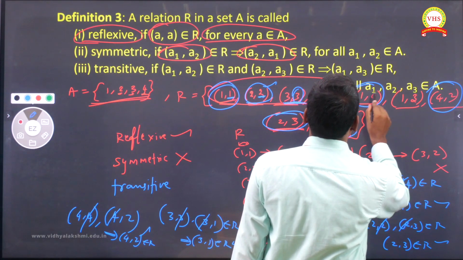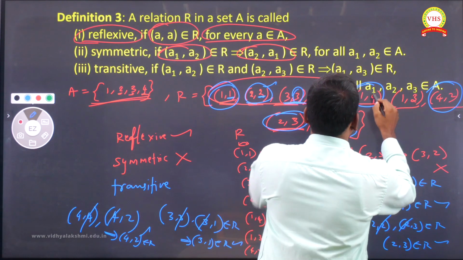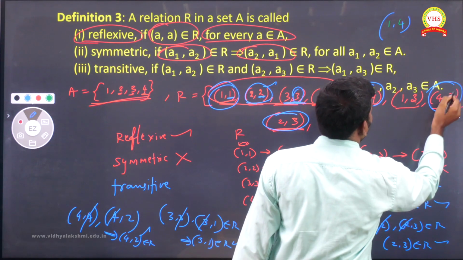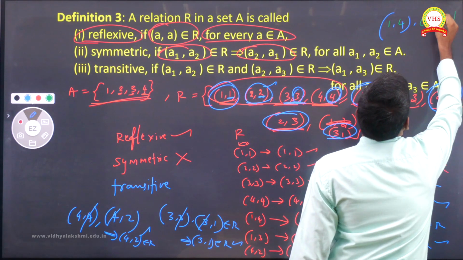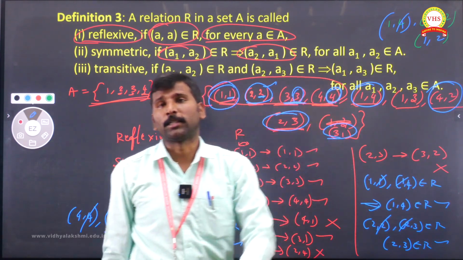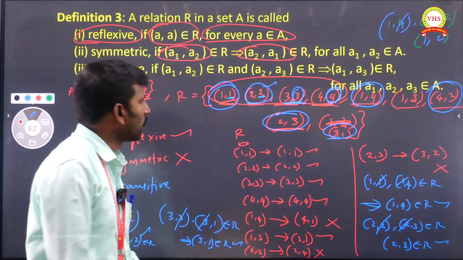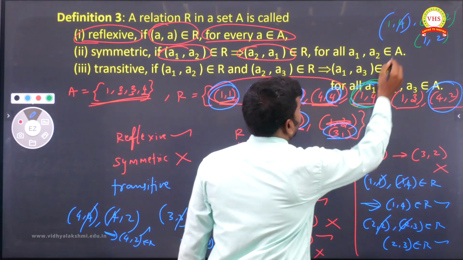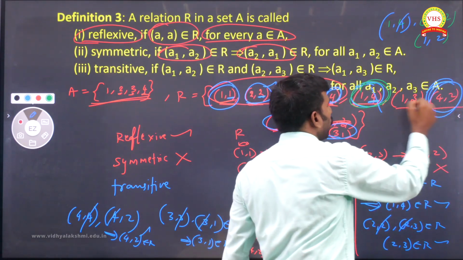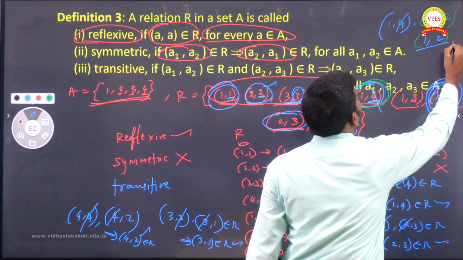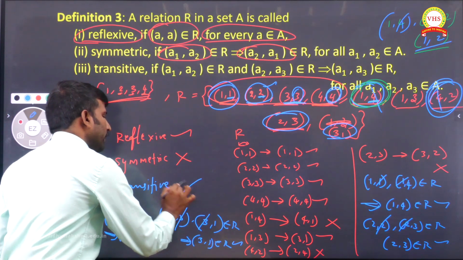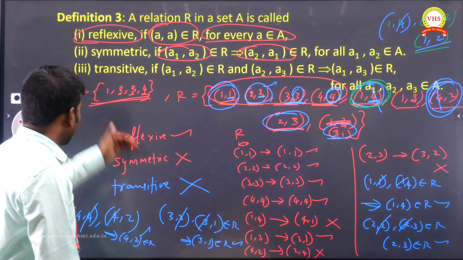Next, this one: (1, 4). Okay, this also you take. If I take (1, 4), starting with 4, you can say (4, 2). Cancel 4, (1, 2) must be there. Is it there here? (1, 2)? That's it. It is missed. Have you noticed? I took (1, 4), and starting with 4, I took (4, 2). So with 4 cancelled, (1, 2) must be in R. (1, 2) is missing. So it is not transitive. Have you understood? Like that only you have to check.